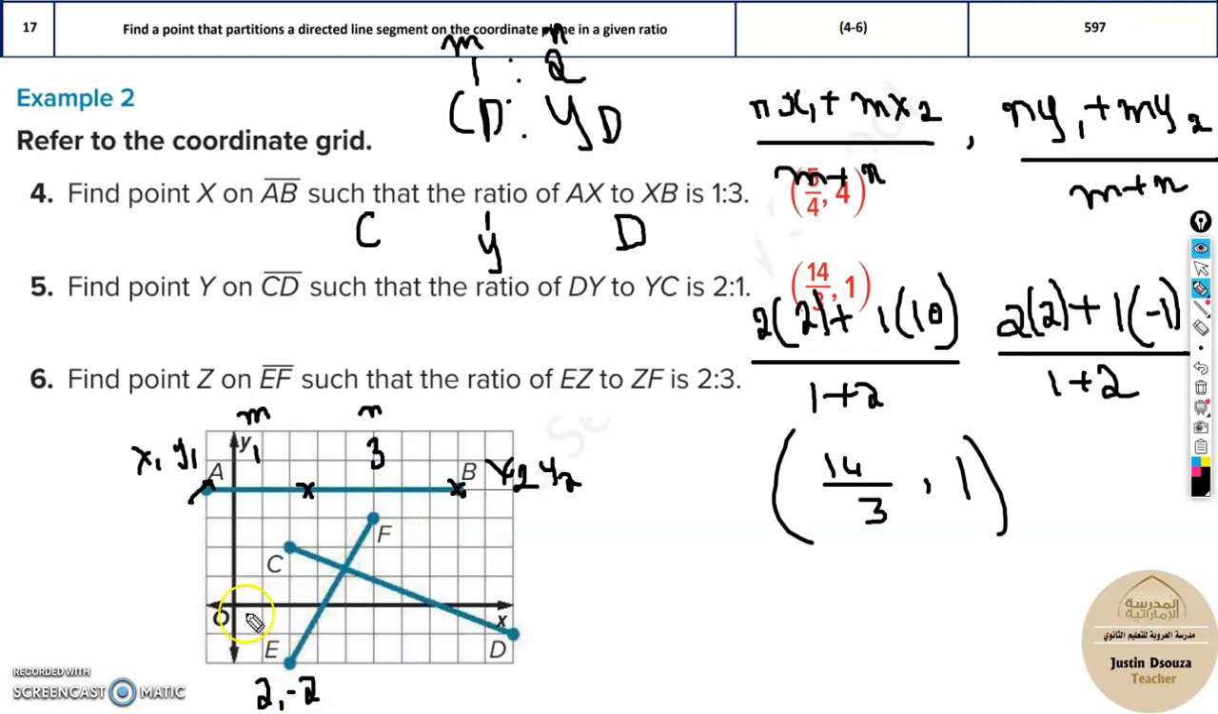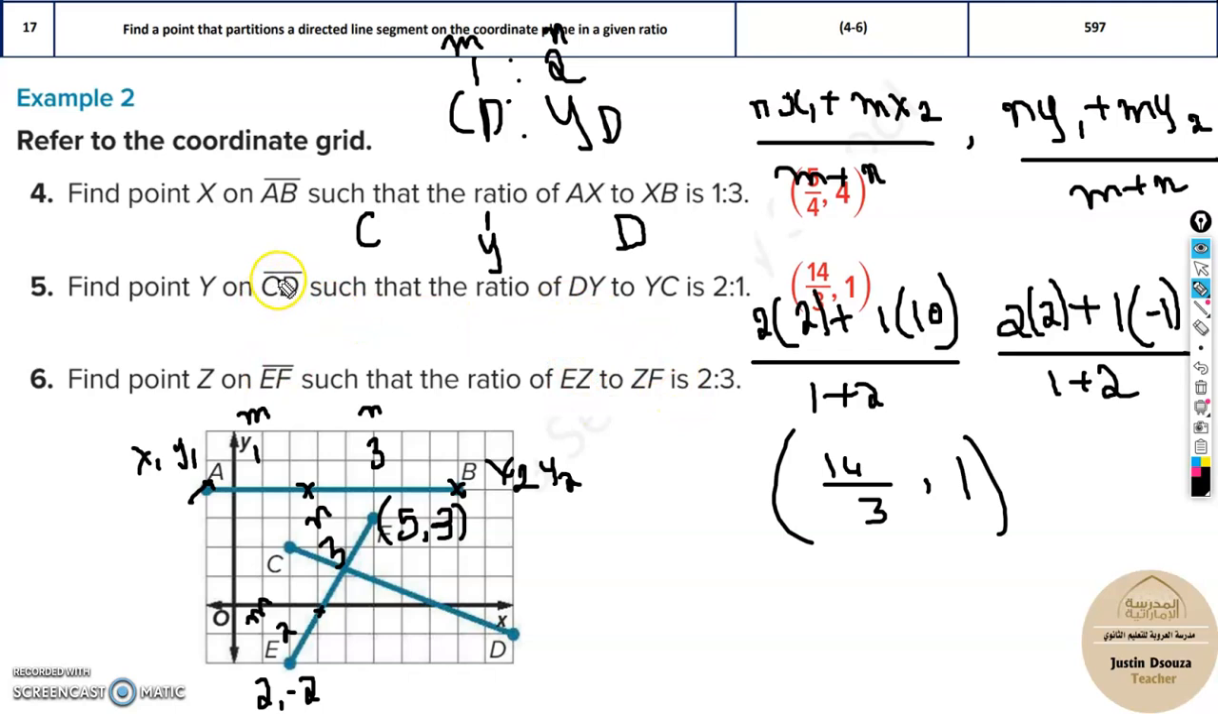What about F? 1, 2, 3, 4, 5. 5 is the x. What is y? 1, 2, 3, so 3. Now what about the ratios? Did they start with E? Yes, E to Z is 2 over here, and Z to F is 3. So this is m and this is n. In this case, they have written it properly. It's fine, it starts with E.